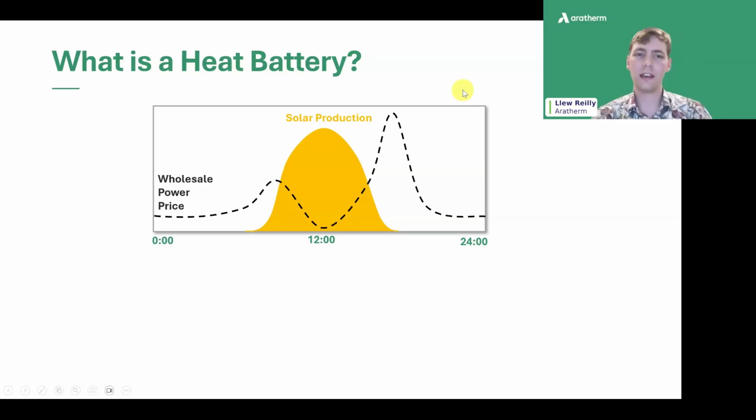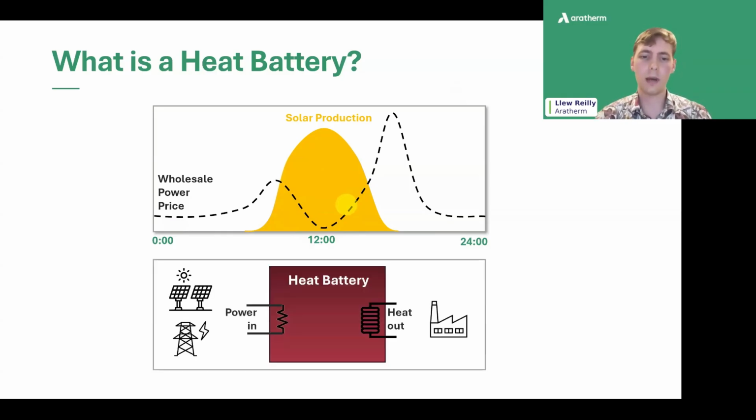So the motivation: what is a heat battery? Here we can see in the dotted black line the wholesale price of electricity. And this is a typical day. You can see that in the middle of the day, right when there's lots of solar in the grid, this really drops down very, very low, and often it actually becomes negative. And so we can take advantage of these very low wholesale electricity prices with a heat battery.